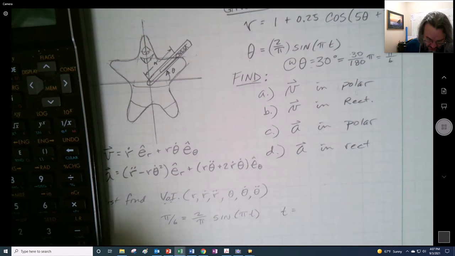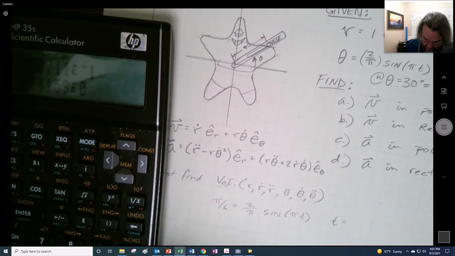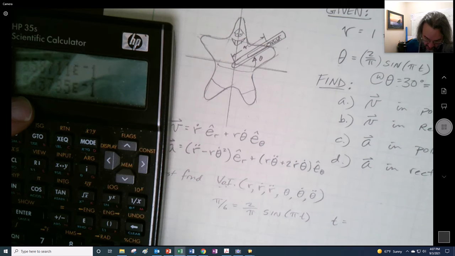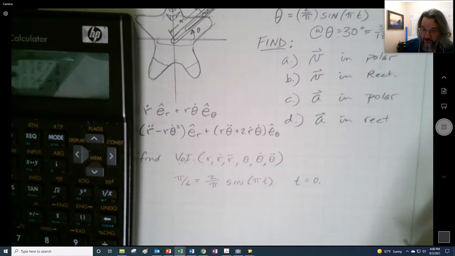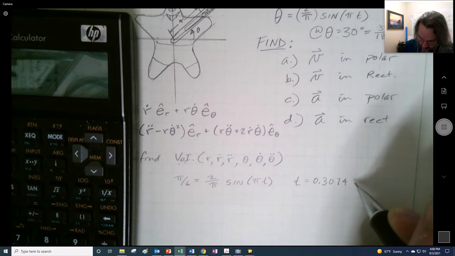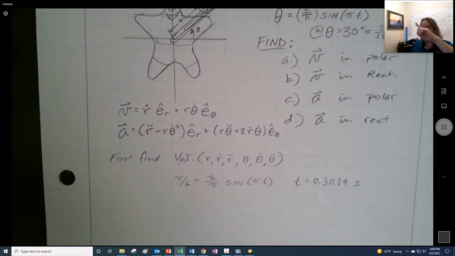So I'll demonstrate: pi divided by 6, right? Then divide it by 2 and multiply it by pi, right? Take the inverse sine, and then divide by pi. And we should get, it's going to reach 30 degrees at 0.3074. I should mention it's going to reach it the first time, right? Because actually it has a good chance of cycling back and forth.